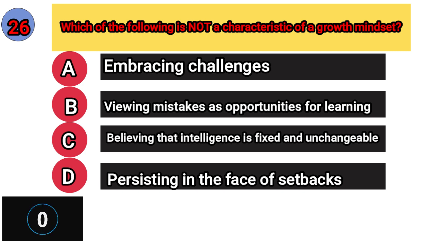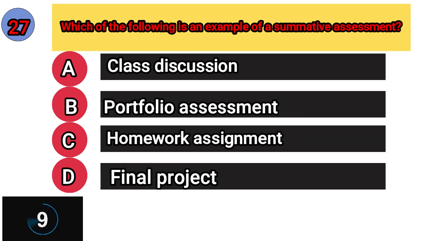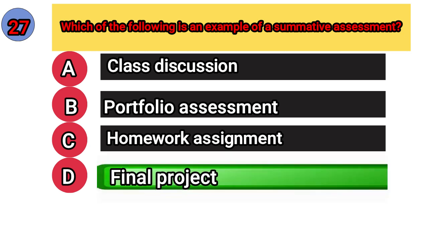And the correct option is option C, believing that intelligence is fixed. Which of the following is an example of a summative assessment? Class discussion, portfolio assessment, homework assignment, final project. And the correct option is option D, final project.